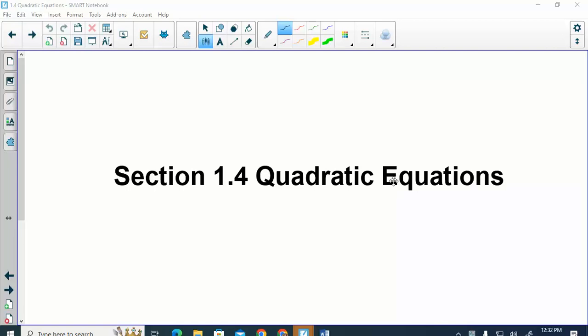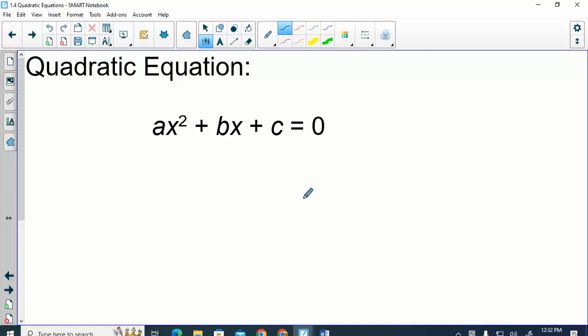Ax squared plus bx plus c equals 0. When solving the equations, we always set it equal to 0 for our solving purposes. I shouldn't say always, almost always. If you're going to do the quadratic formula or anything like that, you have to have all the terms on one side in order to be able to do it.